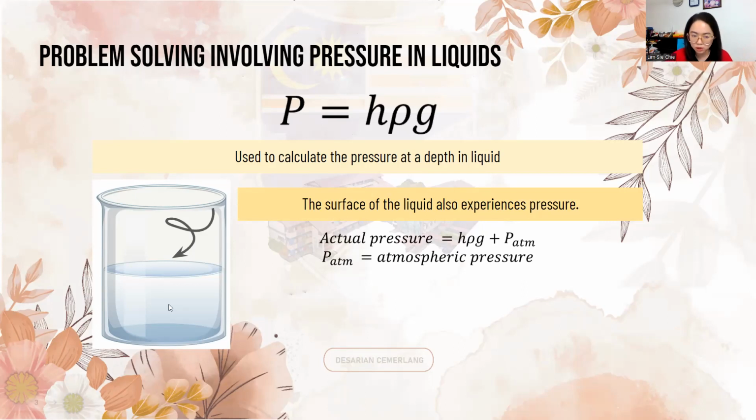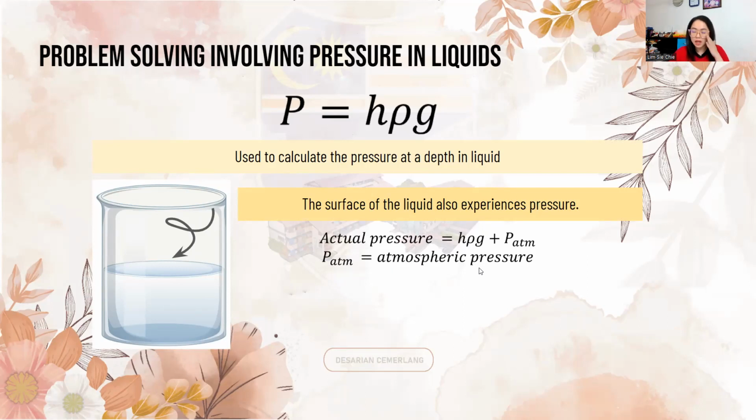So to find the actual pressure being experienced, let's say we have a fish inside the water. What is the actual pressure experienced by the fish? We have to take into consideration the atmospheric pressure. So that's why actual pressure is equal to H rho G plus P atmosphere. So P ATM is atmospheric pressure.